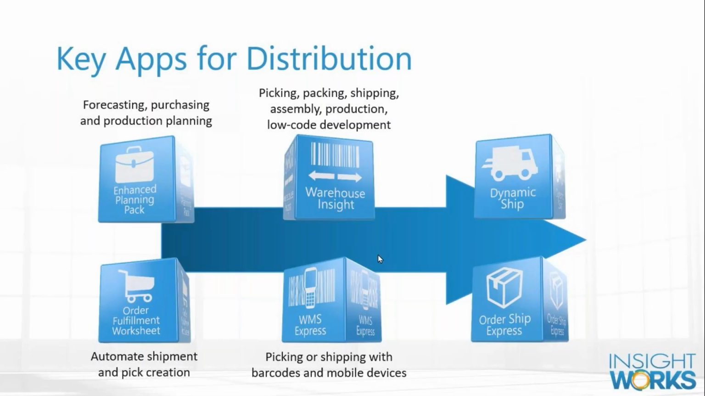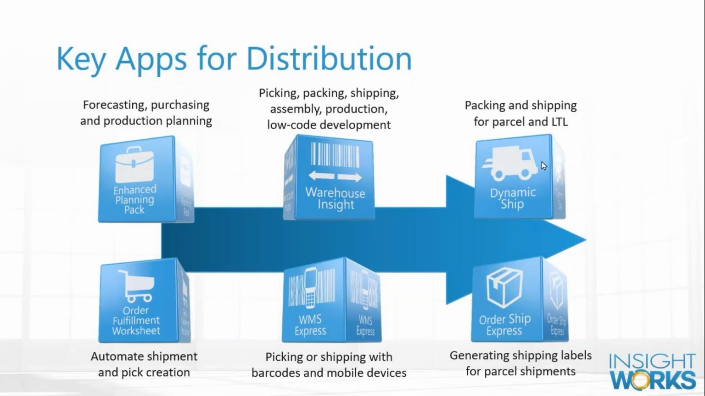Once we've executed on the shop floor, or in the warehouse, we need to ship it out. And for that, we've got our full Dynamic Ship product, which is subscription-based. You can do LTL, full truckload, parcel, international, all sorts of things. Or you can use OrderShip Express. OrderShip Express is for domestic parcel shipments and works in any country, but again, it's just domestic parcel. And that'll allow you to print your shipping labels, get your shipping rates, all of that directly within Business Central without the need of any external software. All right, so that's the layout for distribution.